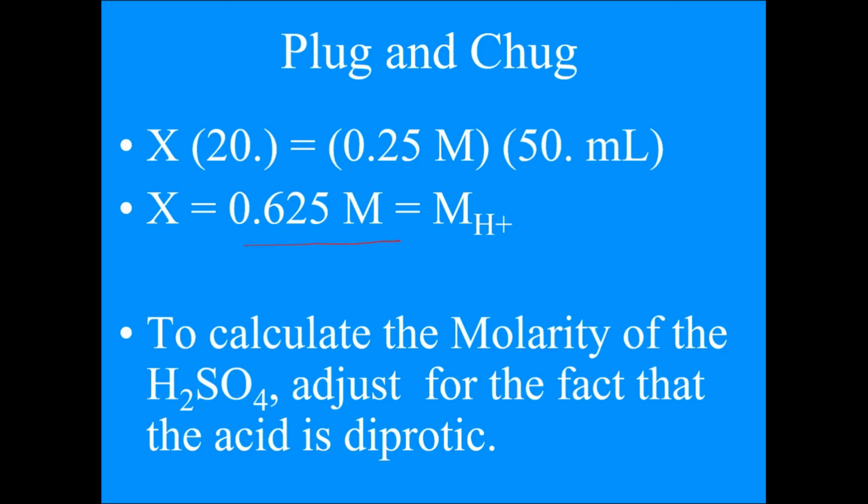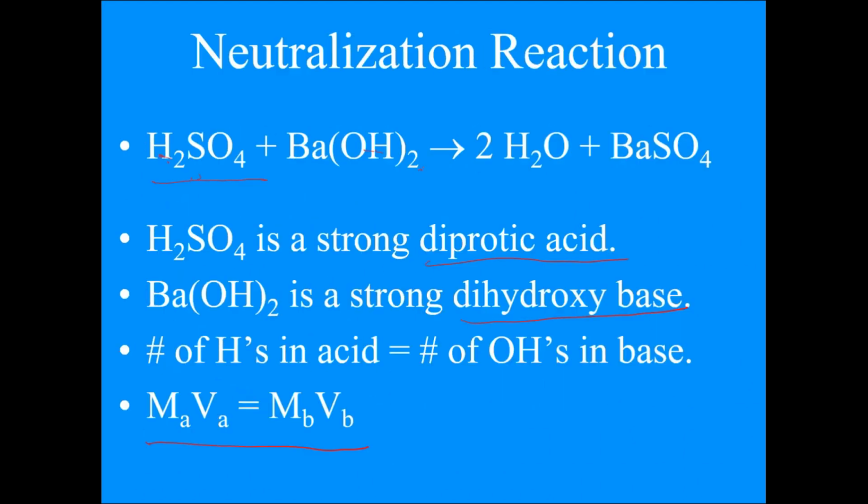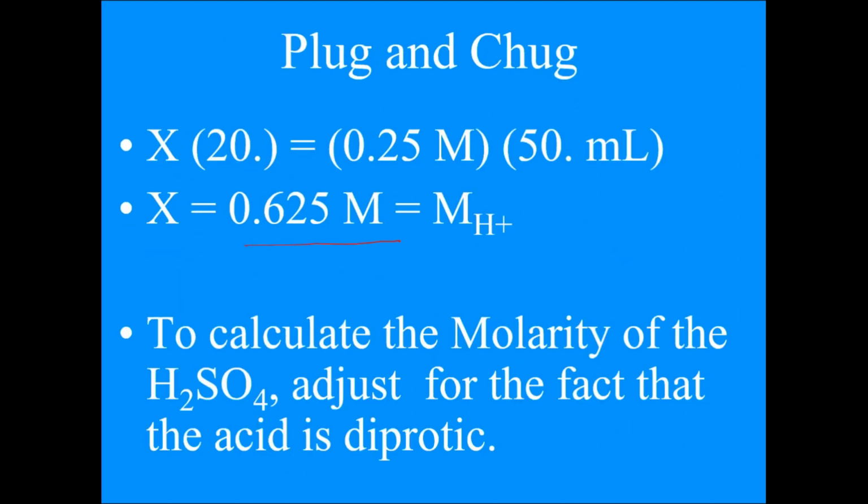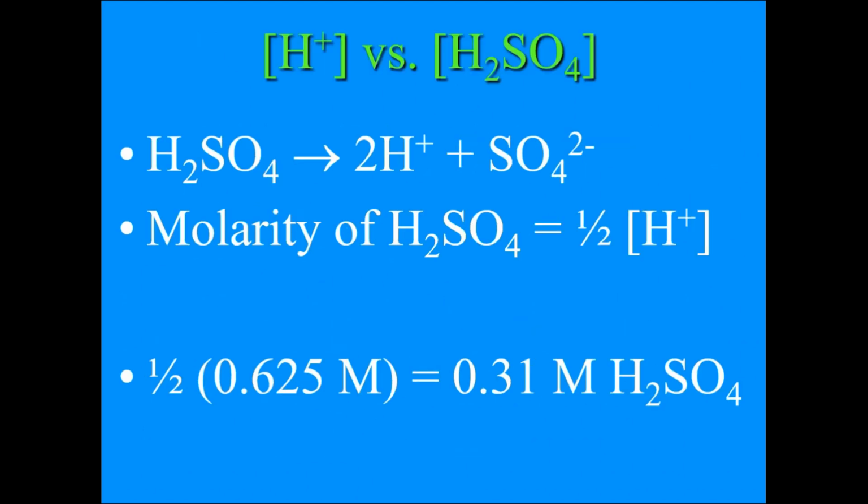But now we have to adjust. How many hydrogen ions were there? 2. So our answer is 0.625. Therefore, we divide by 2. When we divide by 2, what do we get? 0.31 M is the molarity of H2SO4.